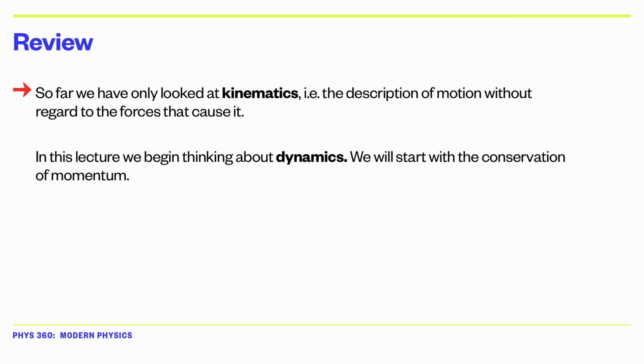So far we have only looked at kinematics, which is the description of motion without regard to the forces that cause it. We discovered that observers in relative motion perceive space and time differently, as described by the Lorentz transformations. In today's lecture, we begin thinking about dynamics and the physical laws that describe objects in motion. We want to know how many of our results from classical Newtonian physics must be modified when relativity is applied. We start with the conservation of momentum.